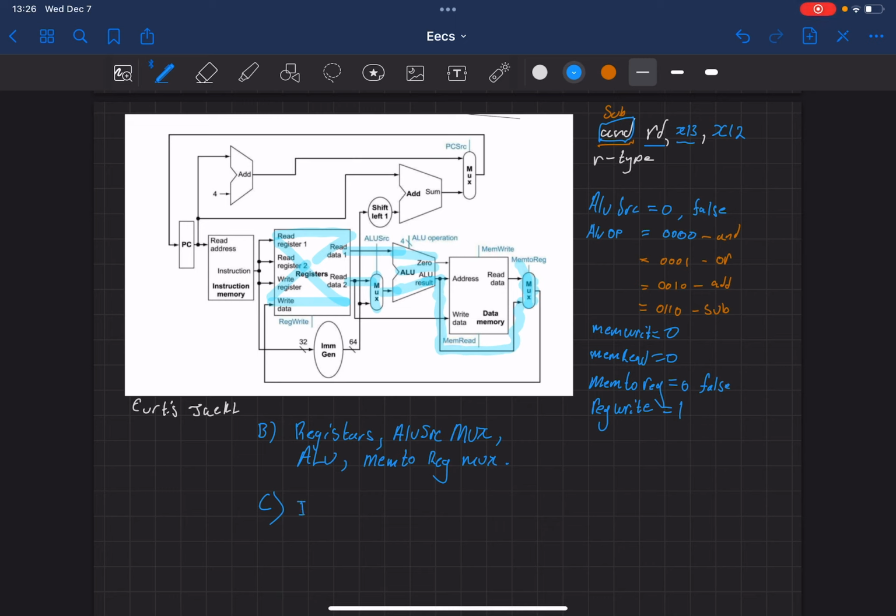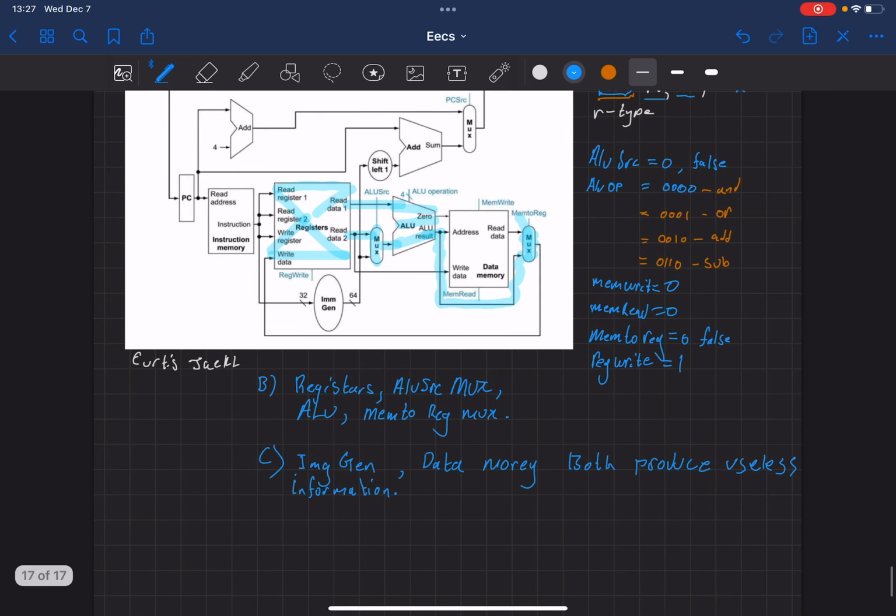So for example, the immediate generator and the data memory both produce useless information, period. I think that's what the answer says, something like that, right? All blocks produce some output, the output of the data memory. I mean, yeah, basically the same thing.